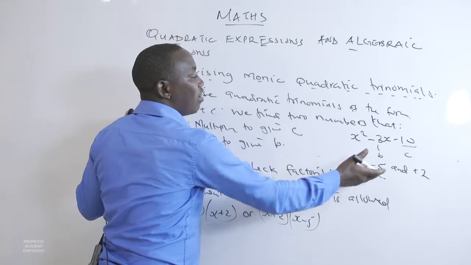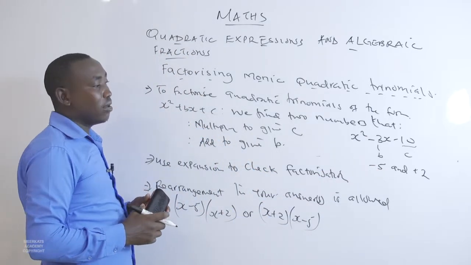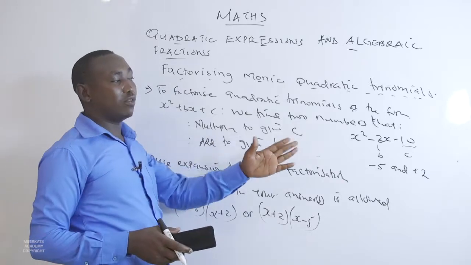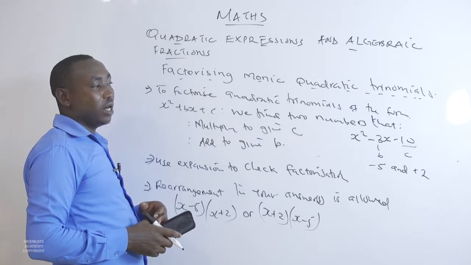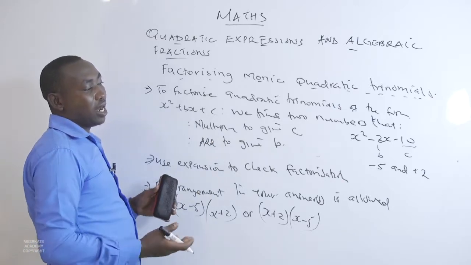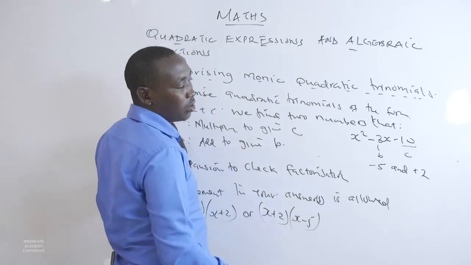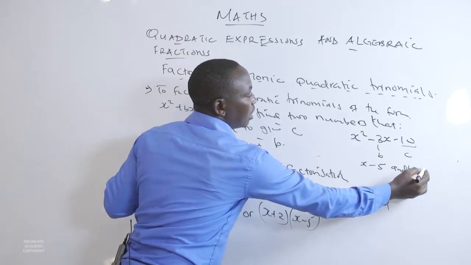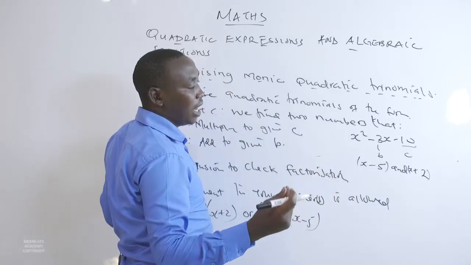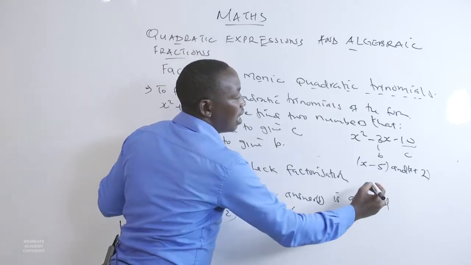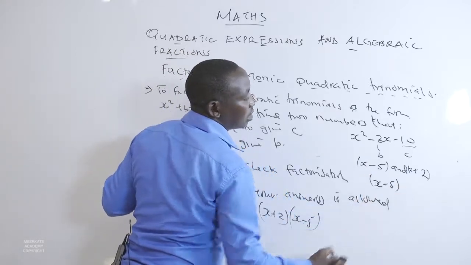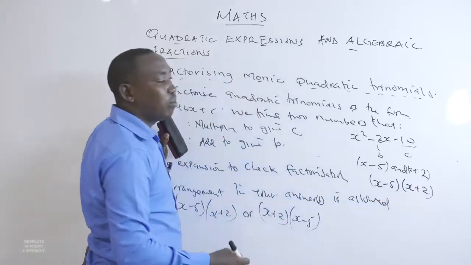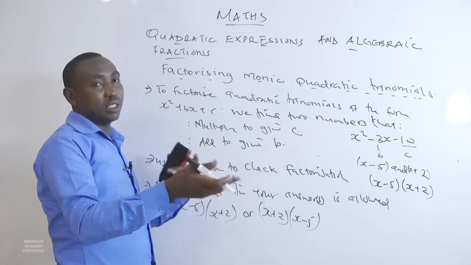So after you have gotten the two numbers, which if you multiply they give you negative 10, and if you add they give you negative 3, you now go ahead and insert the values of x on each. Like on this side you put their x, on this side you put their x, then you put them in those separate brackets, and this will be x subtract 5 into x plus 2, and you can always interchange.